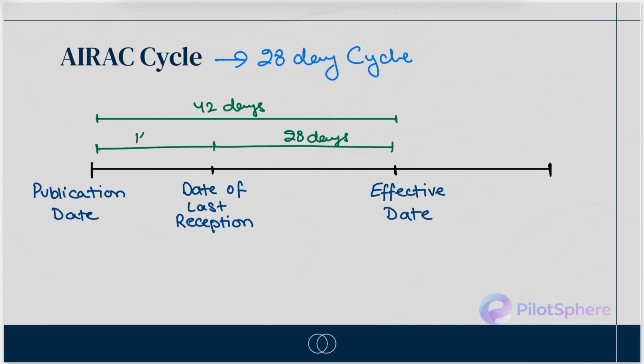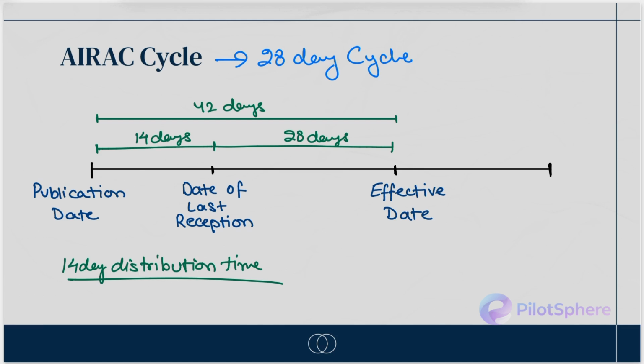this is 14 days. So we call this period the distribution time. So we have a 14-day distribution time. Okay. And then 28 days.